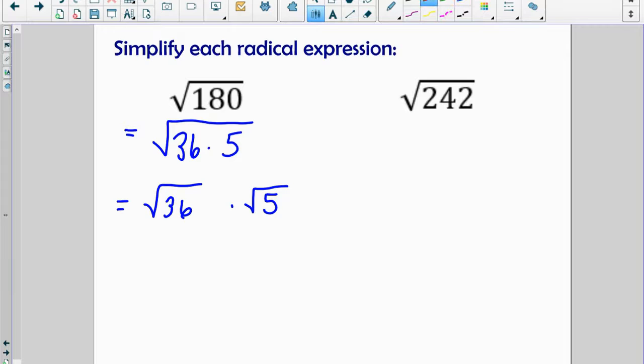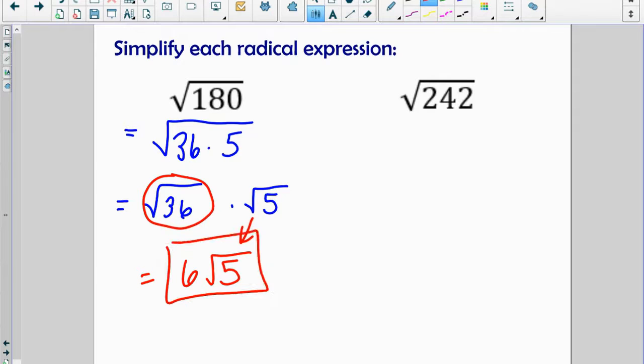And now it's time to simplify. What is the square root of 36? In other words, what number times itself would give me 36? Well, I know that 6 times 6 is 36. So it's 6, and then we bring down the square root of 5. The one that you can't simplify stays in the radicand.